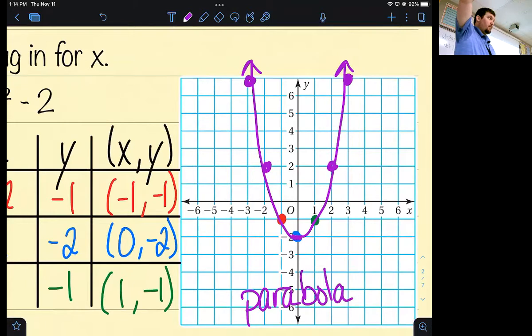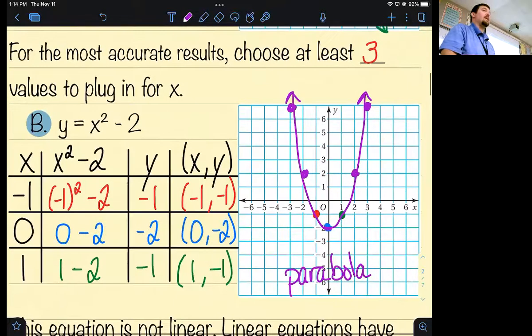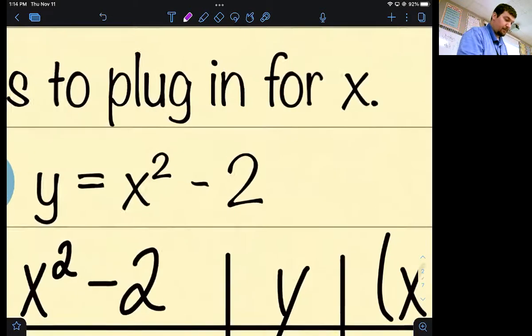Now, parabolas can also be inverted. They can be upside down. We'll talk about those next year as well. But for pre-algebra, we just focus on linear equations. So when they give you one like this, it's obviously not linear. It's not one that we're going to focus on this year. And you can tell it's not going to be linear because of the squared.